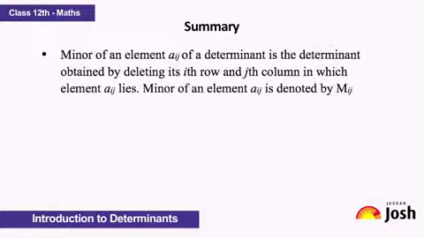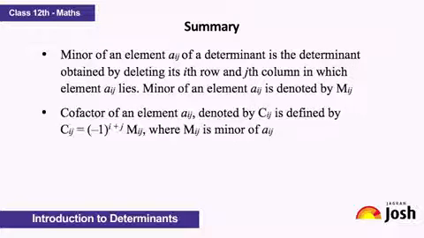Minor of an element Aij of a determinant is the determinant obtained by deleting its ith row and jth column in which element Aij lies. Minor of an element Aij is denoted by Mij. Cofactor of an element Aij, denoted by Cij, is defined by Cij equal to minus 1 raised to i plus j into Mij, where Mij is the minor of Aij.